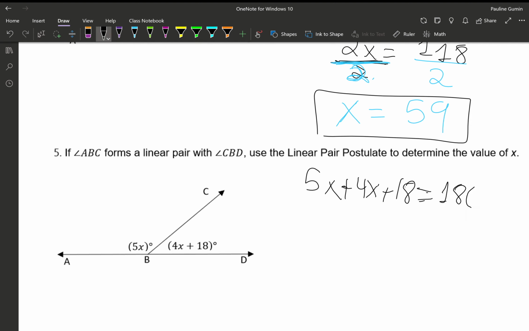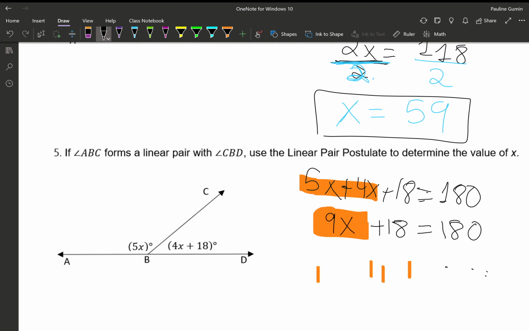Okay. First, let's combine some like terms. In this case, the like terms are our x's. So 5x plus 4x together give us 9x. There we go. 9x plus 18 equals 180.